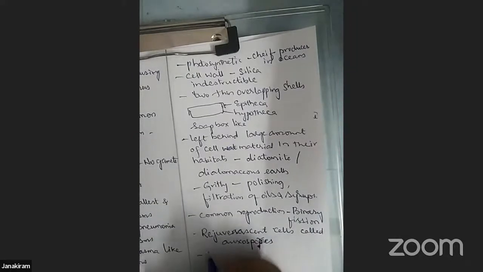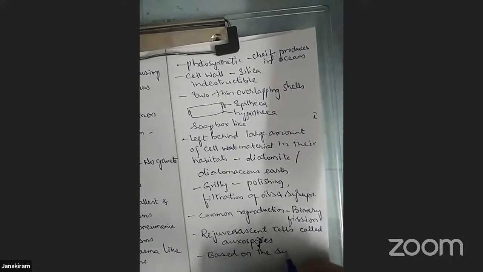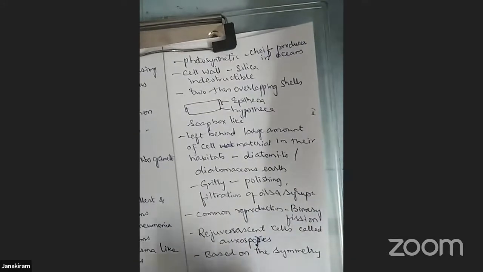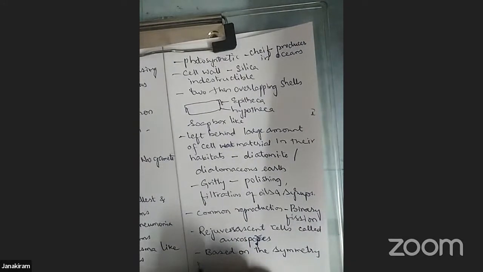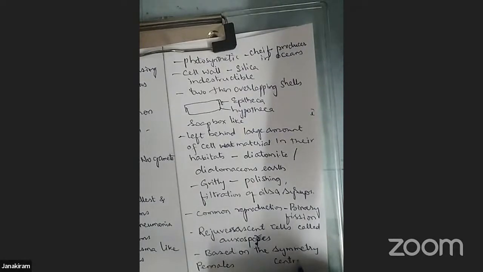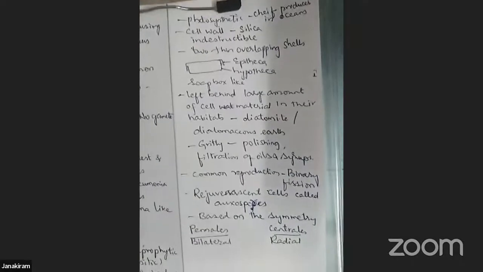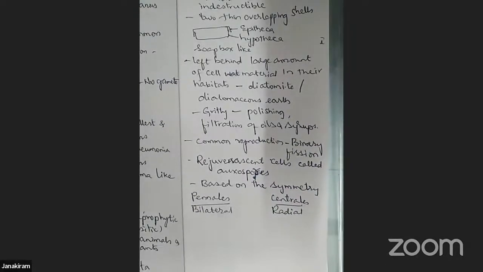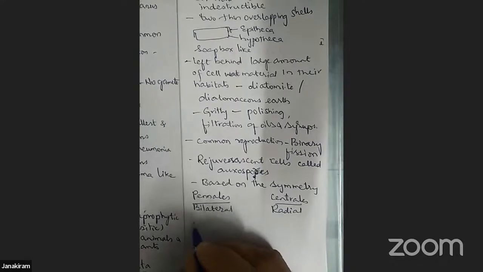And here, based on the symmetry, these chrysophytes are categorized into two types. One is called pennales and the other is called centrales. Pennales are the ones which show bilateral symmetry, whereas centrales are the ones which show radial symmetry. Okay. Then coming to the next one, dinoflagellates.